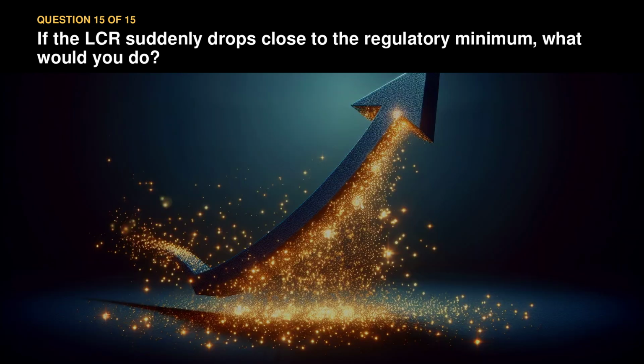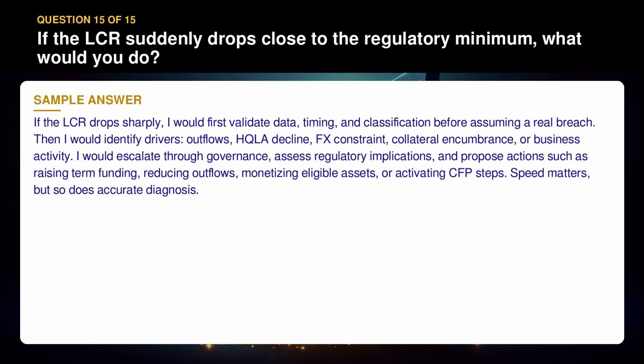Question 15. If the LCR suddenly drops close to the regulatory minimum, what would you do? If the LCR drops sharply, I would first validate data, timing, and classification before assuming a real breach. Then I would identify drivers: outflows, HQLA decline, FX constraint, collateral encumbrance, or business activity. I would escalate through governance, assess regulatory implications, and propose actions such as raising term funding, reducing outflows, monetizing eligible assets, or activating CFP steps. Speed matters, but so does accurate diagnosis.